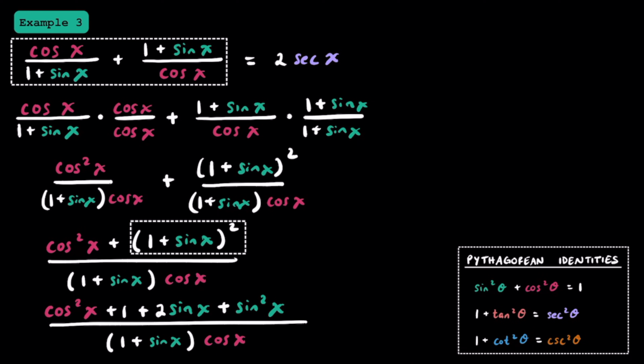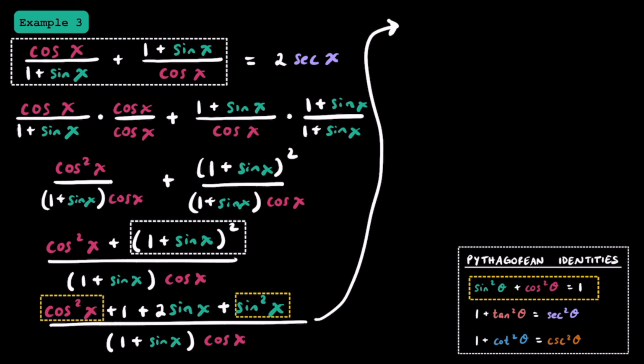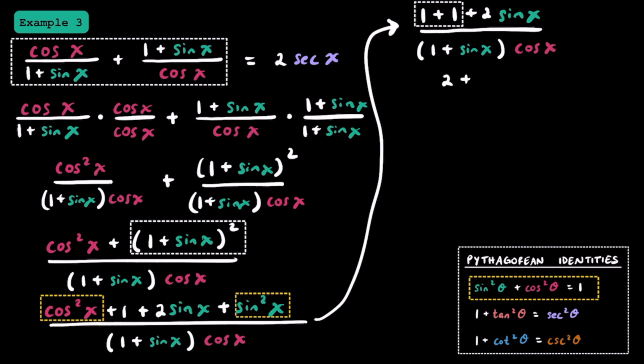Now let's think if we can use any Pythagorean identities, since we have a bunch of these squared trig functions. Remember this good old identity: sine squared of theta plus cosine squared of theta is equal to 1. Since we have a cosine squared of x and a sine squared of x added together in the numerator, we can simplify that to just writing 1. Continuing this and combining those together, we're going to get 1 plus 2 sine of x all over this same denominator. This 1 plus 1 is equal to 2, so we can write 2 plus 2 times sine of x. And this is still going to be over the quantity of 1 plus sine of x times cosine of x.